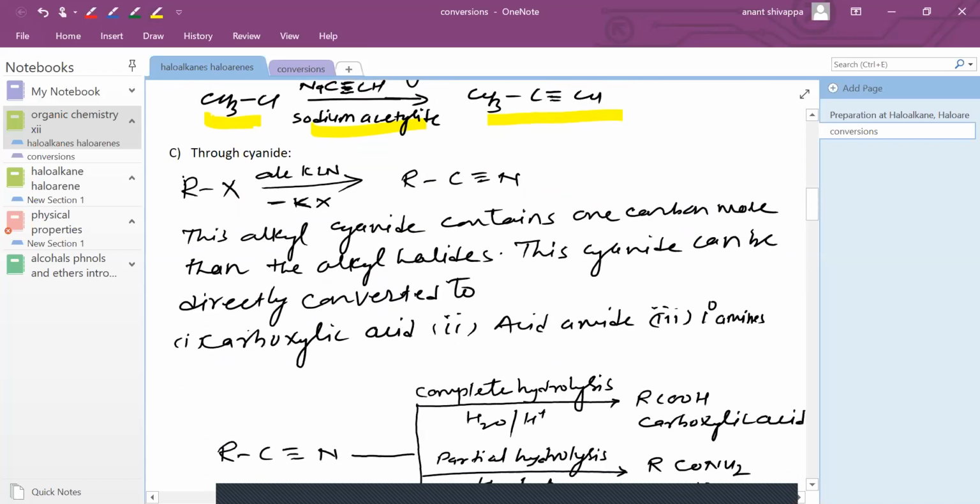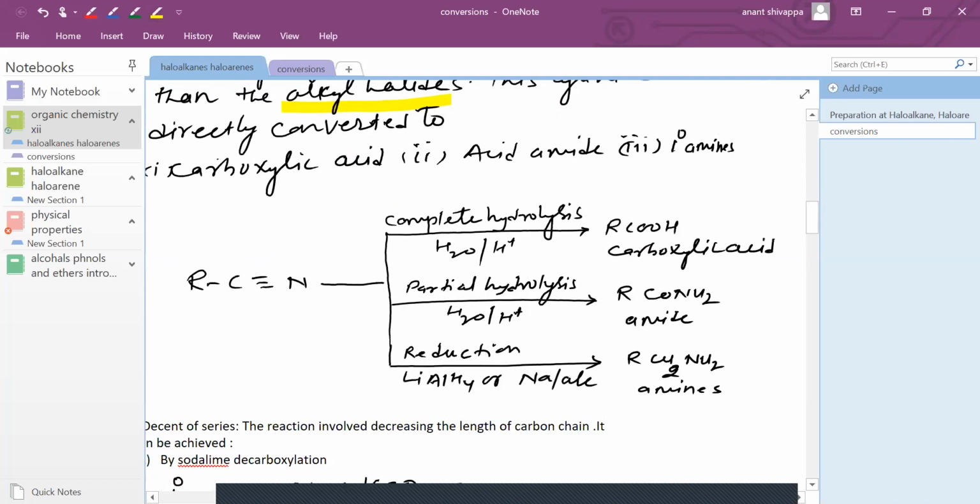Then third and very important example of ascent of series is through cyanide. You know, just now you have studied in nucleophilic substitution reaction how alkyl halide is converted into cyanide. So when alkyl halide is treated with alcoholic KCN, it forms alkyl cyanide. This alkyl cyanide contains one carbon more than the alkyl halide. This is a very important part, this alkyl cyanide can be directly converted into carboxylic acid, amide, and primary amines.